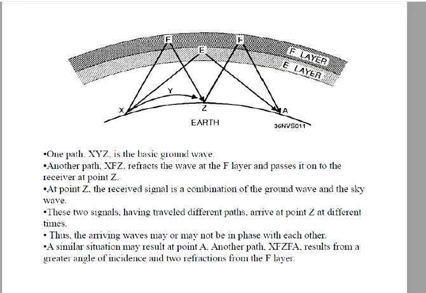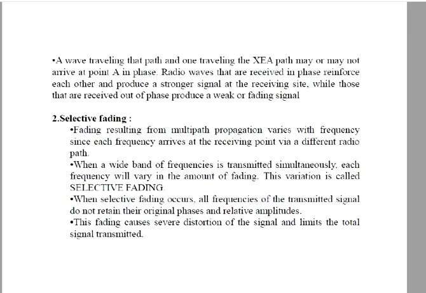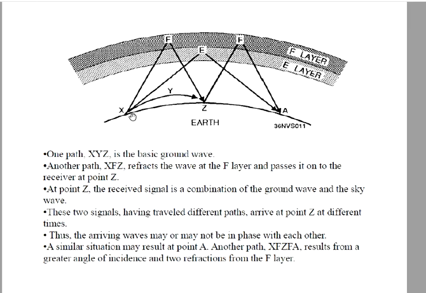And this figure shows multipath fading. So this is skywave communication. Consider X is a transmitter and Z is a receiver. In this communication, one path is XYZ and another path is XFZ, so these two paths. At the receiver side, the signals reach the receiver through different paths.